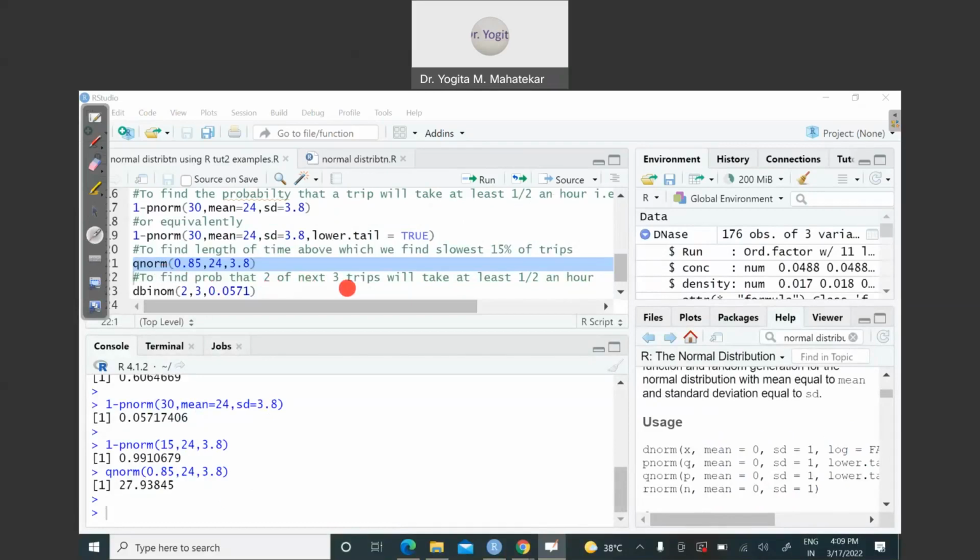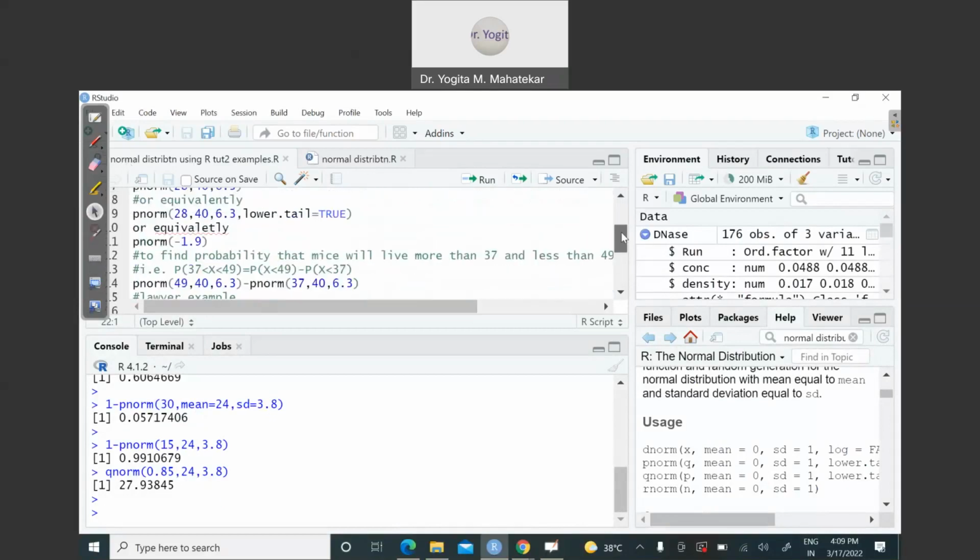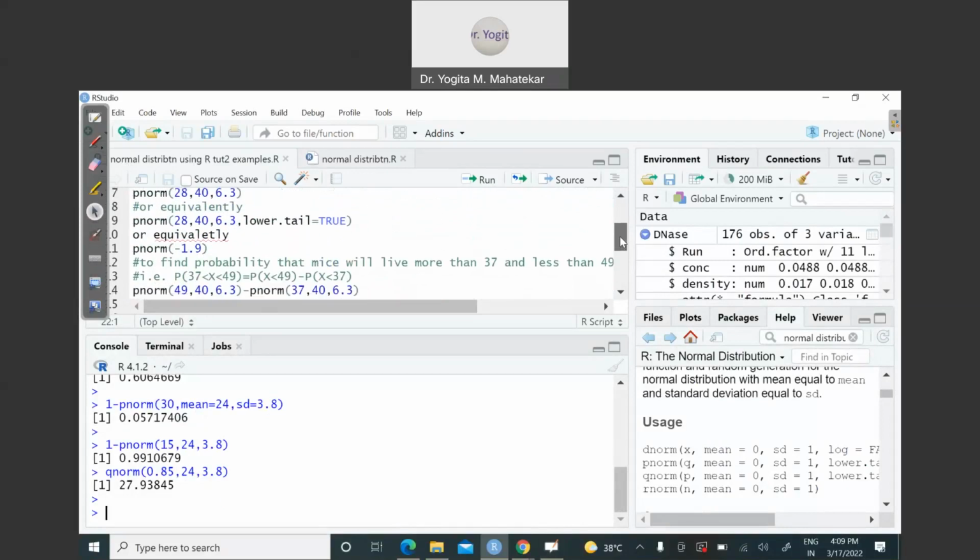To find the probability that two of the next three trips will take at least half an hour, we'll use the dbinom function. D again stands for the density of the binomial distribution: 2, 3, 0.0571. 0.0571 is the probability that trip times are at least half an hour, which we have already calculated before.